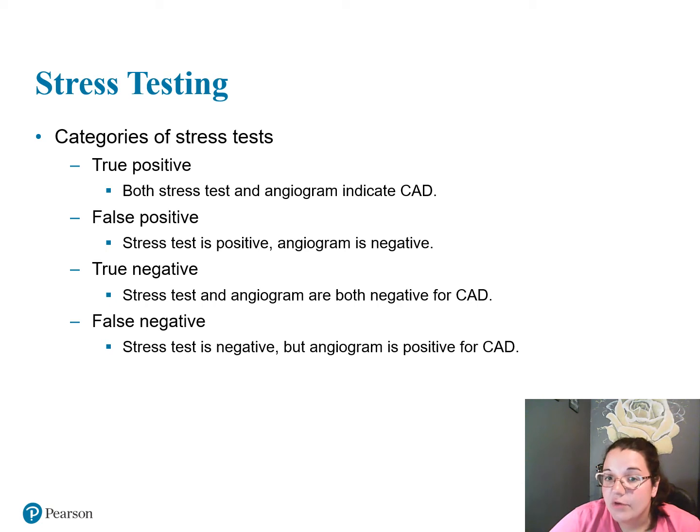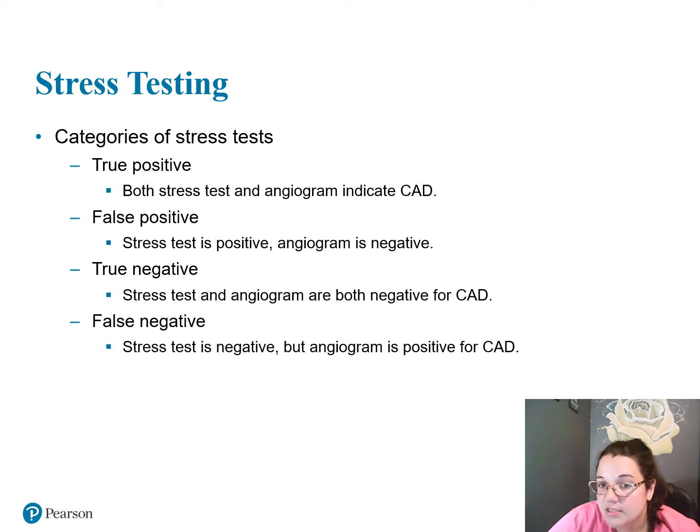So we have 4 categories of a stress test. We're looking at the results of a stress test. Was it positive or was it negative? How do we tell it's positive or negative? By the gold standard, proven by an angiogram. So what's a true positive stress test? That's when the stress test shows coronary artery disease, and so does the angiogram. So the stress test was a true positive.